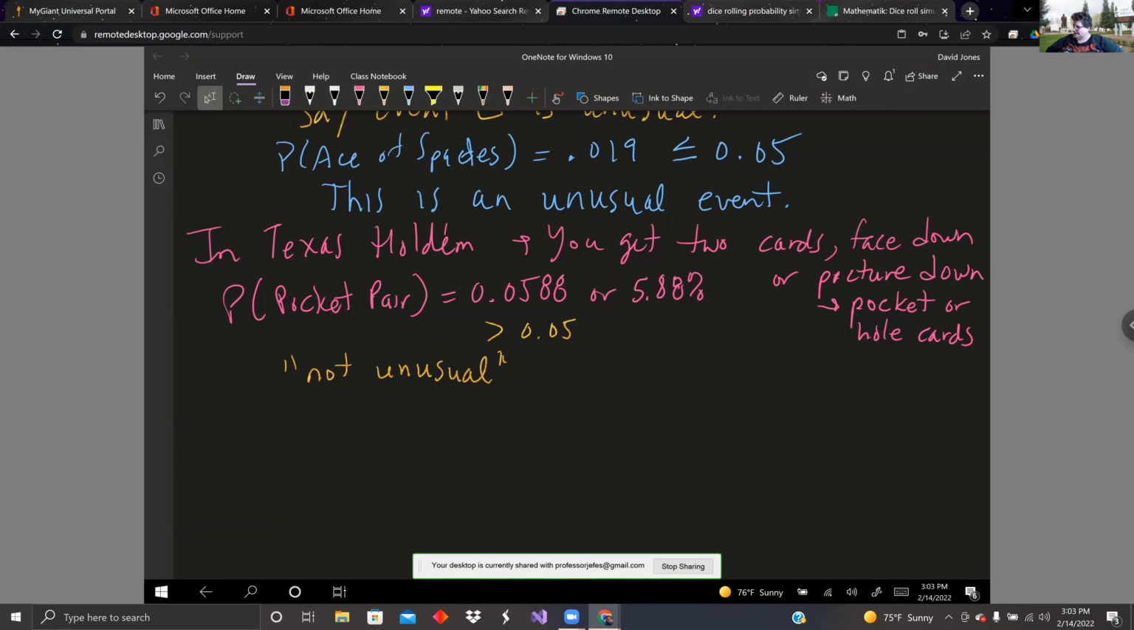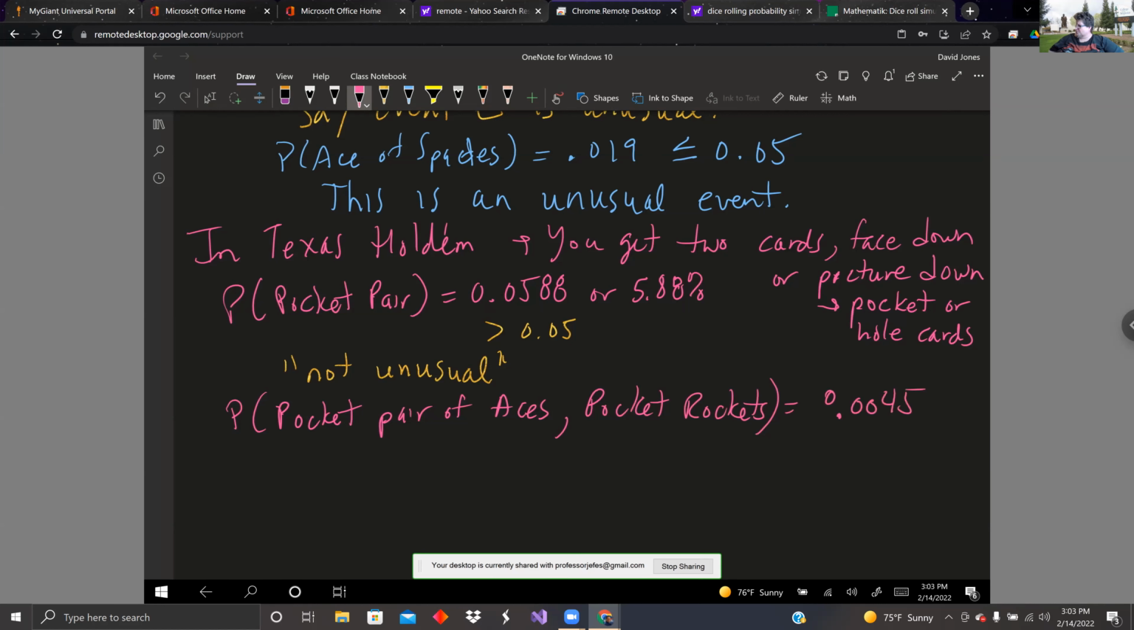But if you were going for a specific pair, like a pocket pair of aces, sometimes called the pocket rockets, this is 0.00452, or 0.452%. So this is unusual.